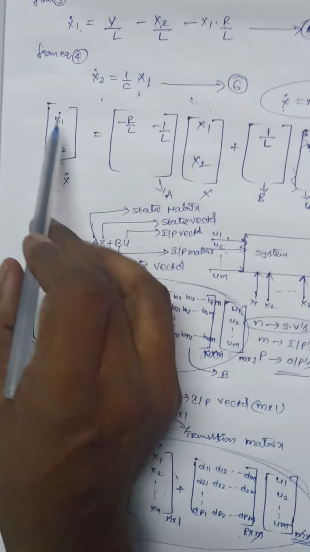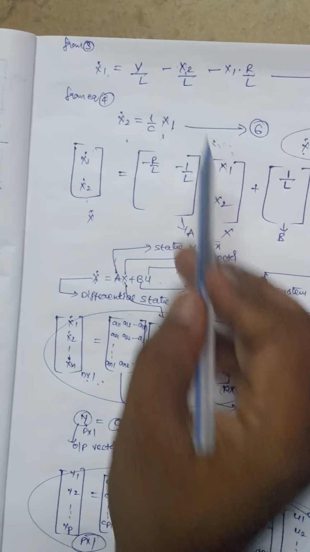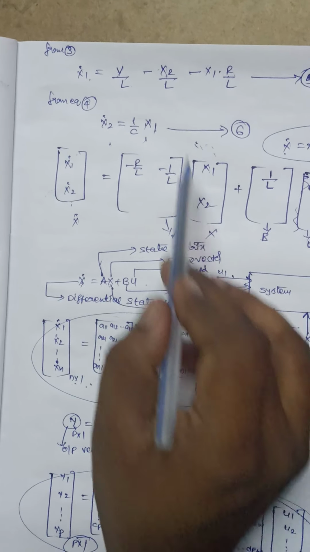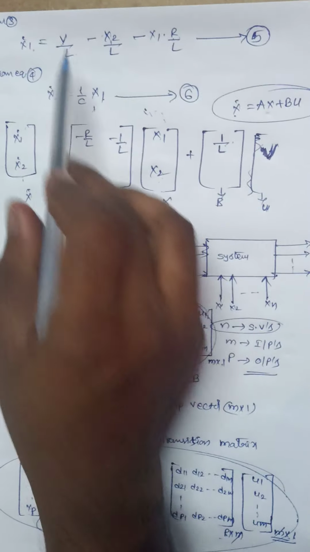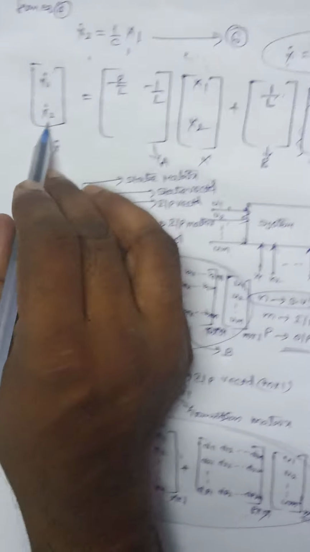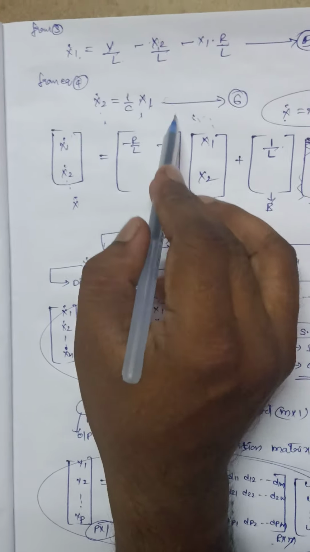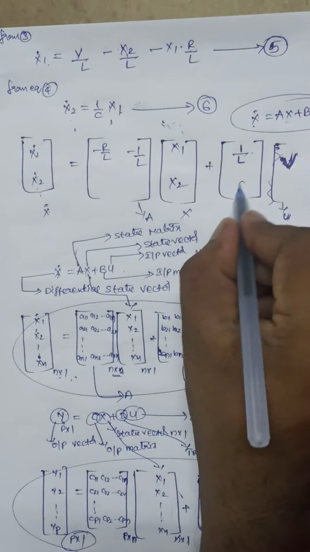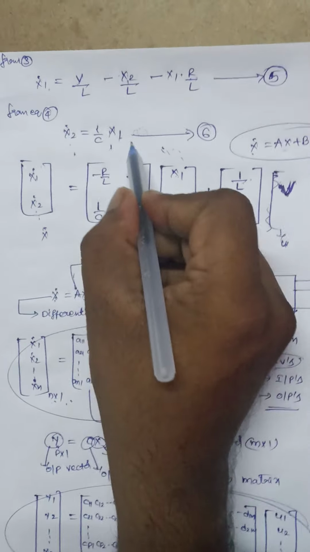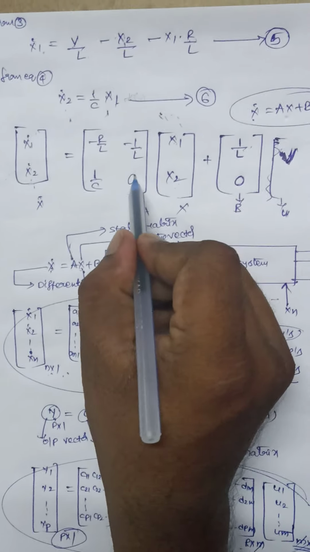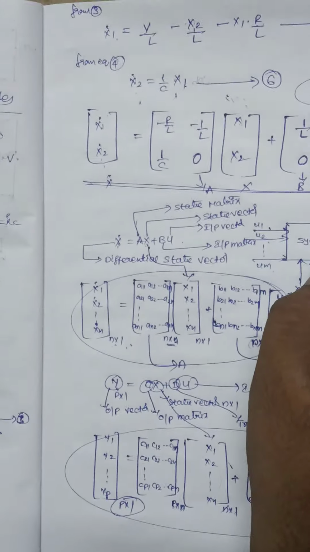Now you see here x1 dot is equal to minus r by l into x1, minus 1 by l into x2, plus 1 by l into v from this matrix. Next x2 dot is equal to 1 by c into x1. There will not be any input included here, so this will become 0, and the x1 coefficient here is 1 by c, and there will not be any x2 coefficient, so it will be 0. So this is how we can represent the state equation.